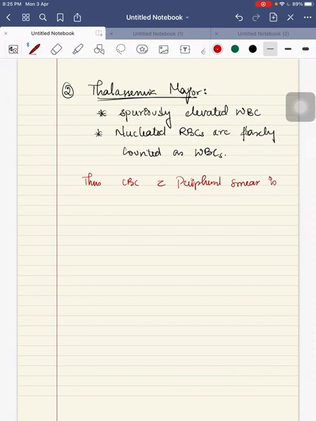So therefore, CBC with peripheral smear is mandatory to confirm the diagnosis. Okay, so this hyperleukocytosis is often associated with tumor lysis syndrome.